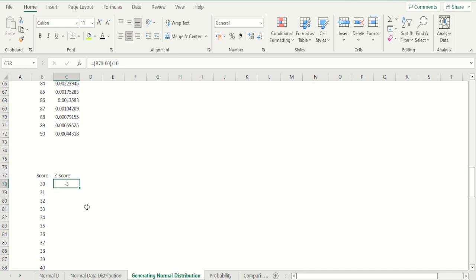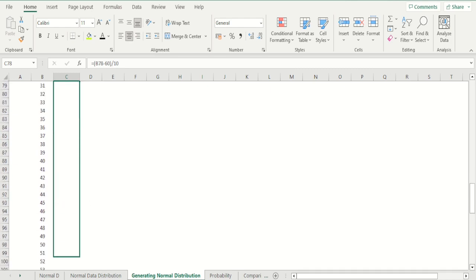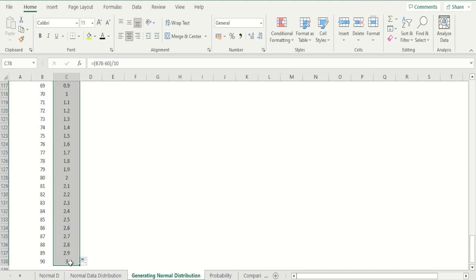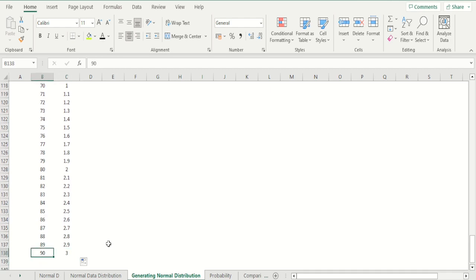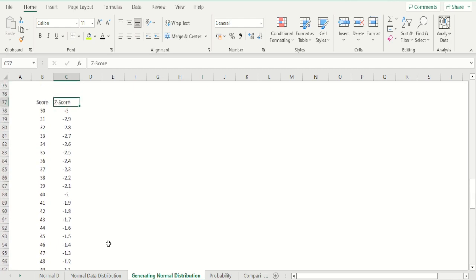Now let's stretch and extend this formula right till the bottom. Okay. Any guesses on what we'll get for 90? 90 is the farthest point, and there you are. As you can see, the number 90 is actually +3 standard deviations away from the mean score of 60. So now that we have understood how to generate the z-scores, we have to go ahead and use this in order to create a standard normal distribution.